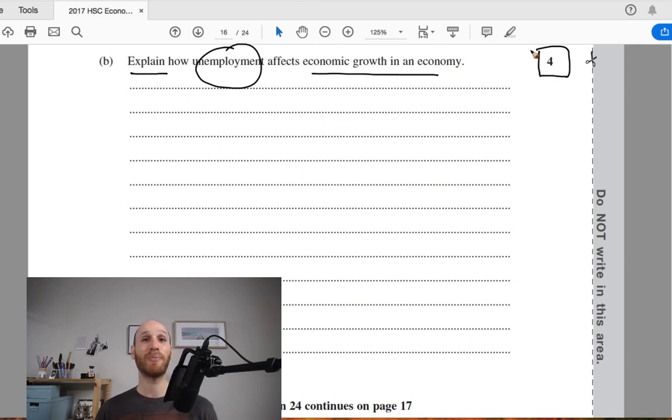So let me give you some ideas on how to approach it. Remember, this is not a model or perfect response. There's too many ways you could do it. All I'm doing is trying to provide you some ideas to steer you in the right direction. The writing and expression is up to you.